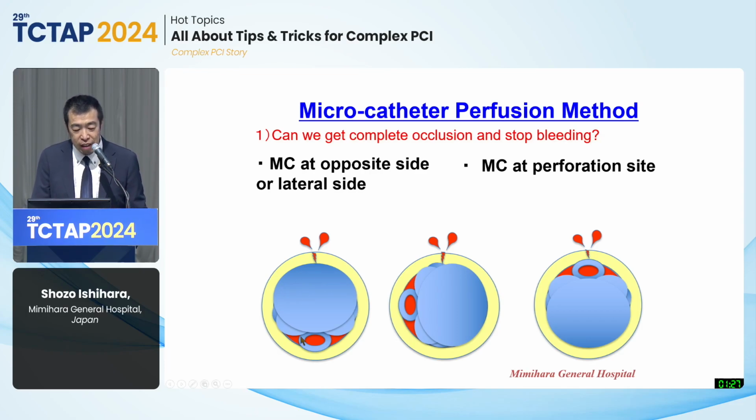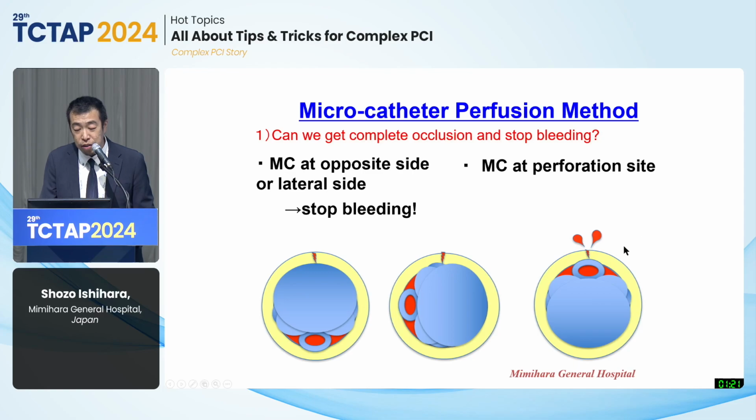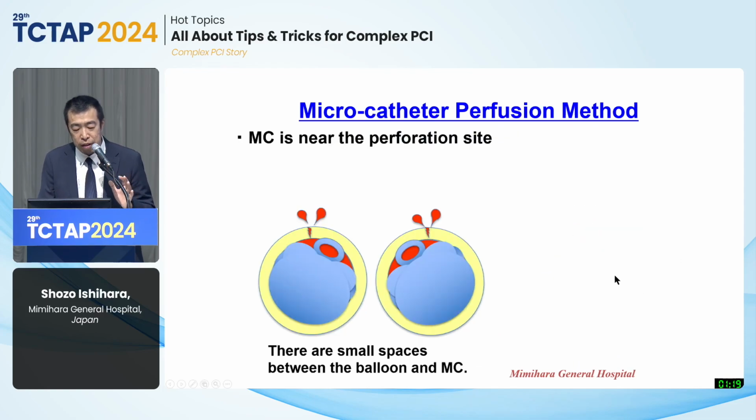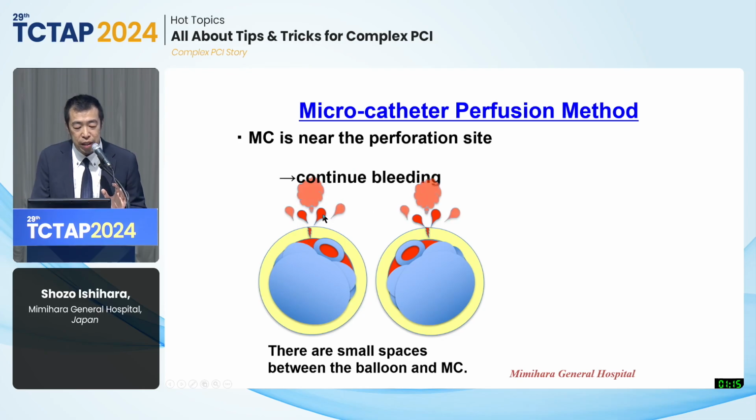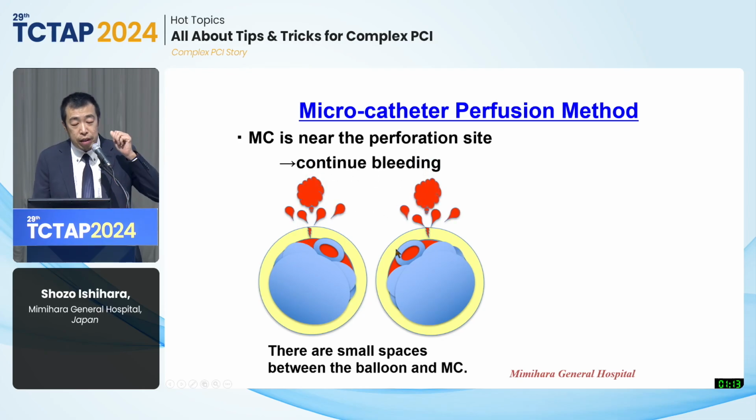If the microcatheter is at the opposite side or lateral side, it is okay. And if the microcatheter is at the perforation site, this is almost okay. But if the microcatheter is near the perforation site like this, at that time bleeding still continues, so we should change the location of the microcatheter.